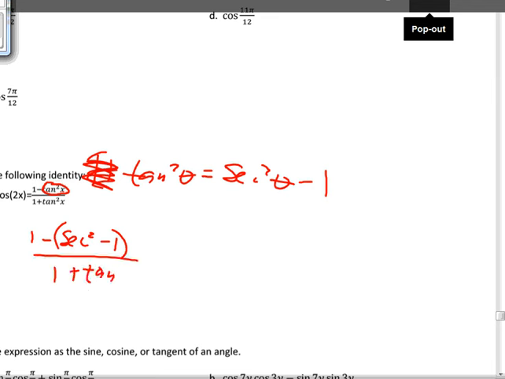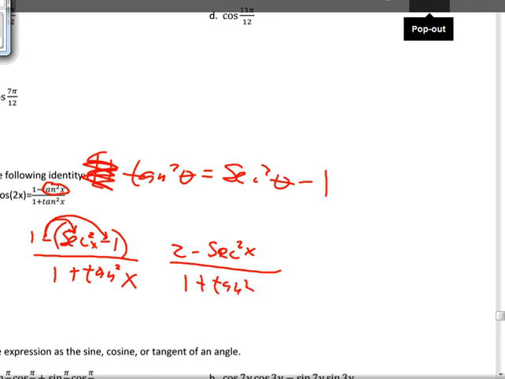And you might be saying, oh, I don't know where this is going. It's okay. Let me simplify it a little bit. This negative gets distributed to both things. This becomes 1 plus the other 1 makes 2 minus secant squared. 2 minus secant squared, all over 1 plus tan.